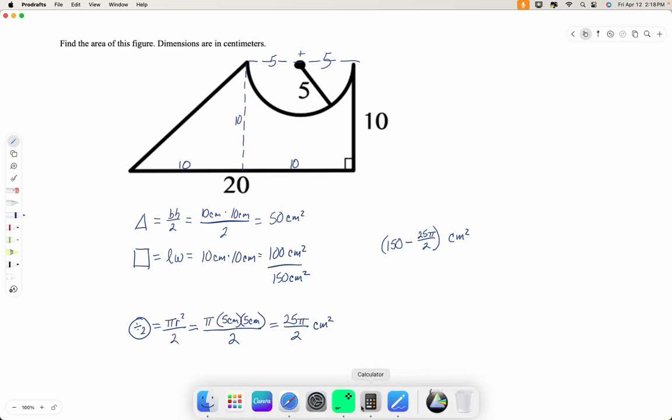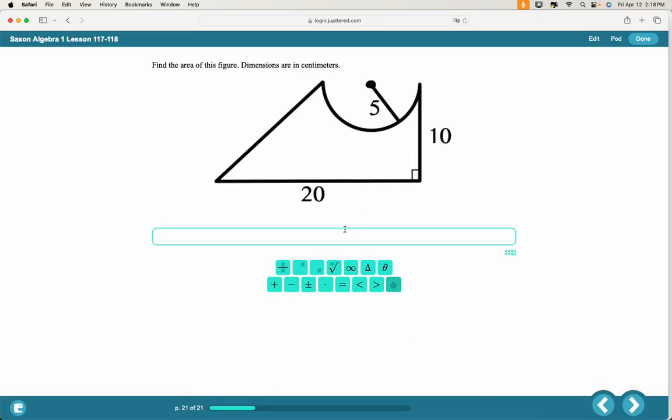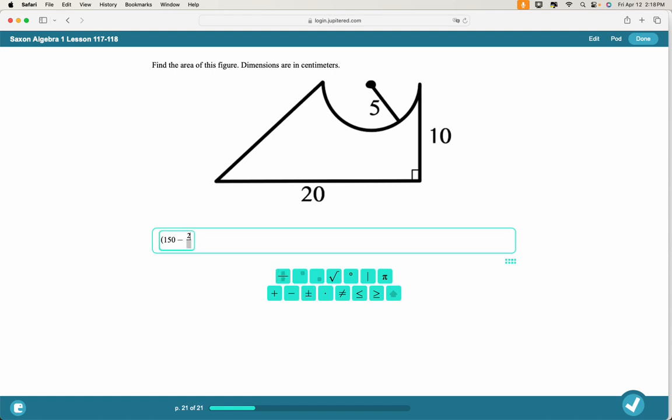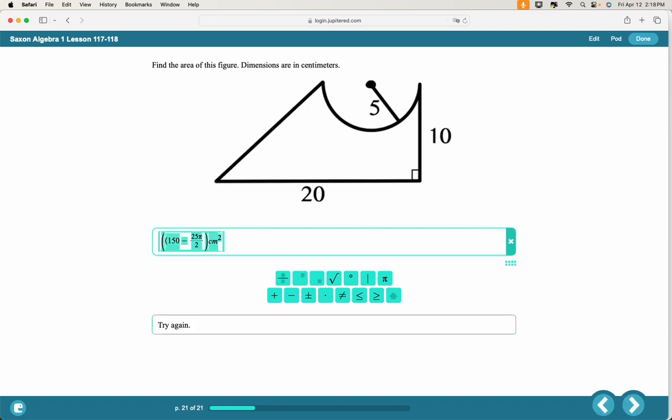So I'm going to go in here and make sure it'll take that. 150 minus fraction 25 pi over 2, close parenthesis, centimeters square. Let's see if it'll take that. It does not take that. I wonder why it's not taking that. Let's try, all right, we finished that. Let's do centimeter square by itself to the side. Still not taking it. Well, I know if, oh, I see why. That first parenthesis, it doesn't like it.